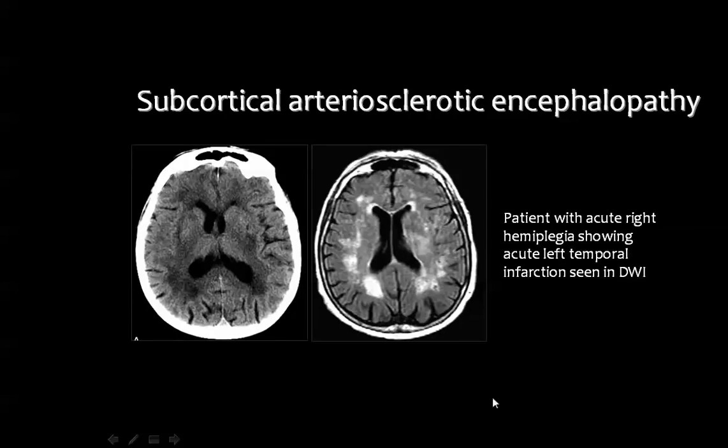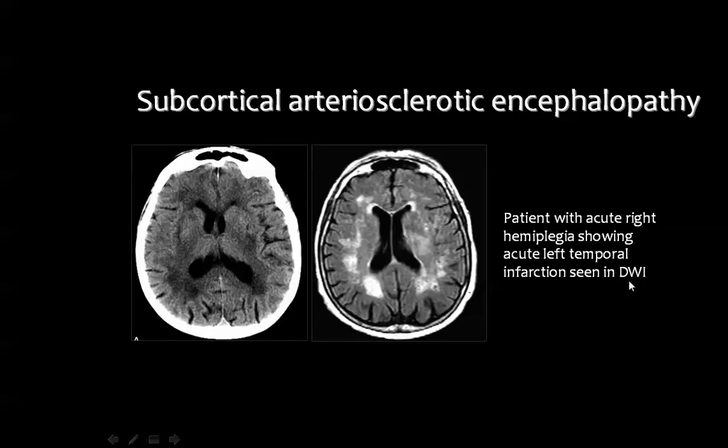Then the subcortical arteriosclerotic encephalopathy can be diagnosed by CT based on the presence of extensive hypodensities in the white matter, and in the MRI, hyperintensities in the white matter, both in the T2 and in the FLAIR weighted images.